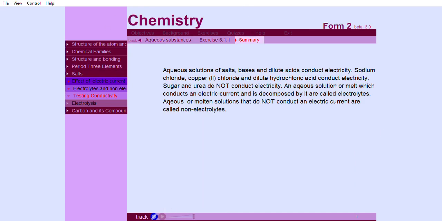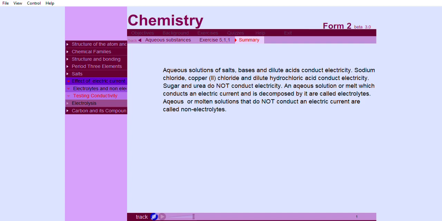Aqueous solutions of salts, bases, and dilute acids conduct electricity. Sodium chloride, copper-2 chloride, and dilute hydrochloric acid conduct electricity. Sugar and urea do not conduct electricity.